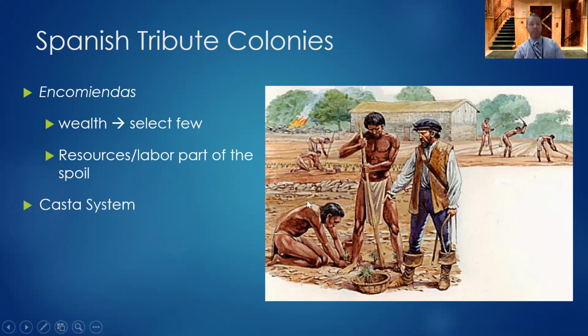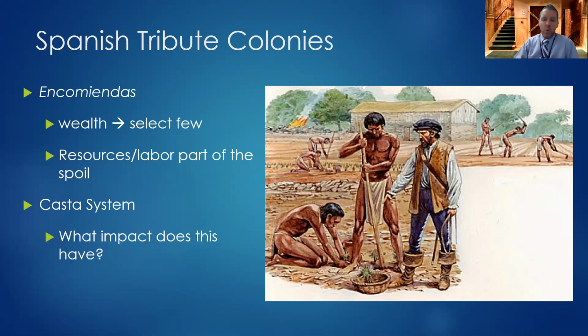Another important part of this is the caste system that develops in the Spanish tribute colonies. And it's really interesting because not only do you have Spanish settlers, but Native Americans who are going to be enslaved, and when you bring in African slaves, you of course have white Spaniards at the top of this caste system, but then you've got all sorts of different mixed races like mestizos and mulattoes and different things like that. And so you get this very rigid caste system. So it's worth thinking about, what are the long-term effects of such a complicated, rigid social system?